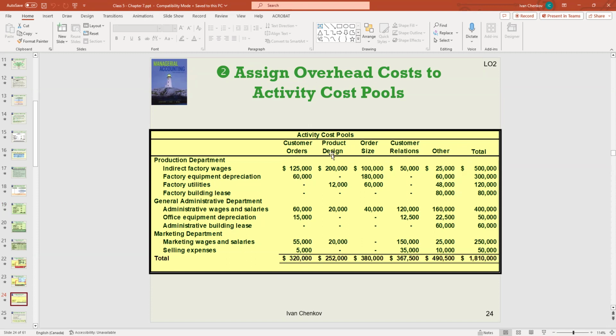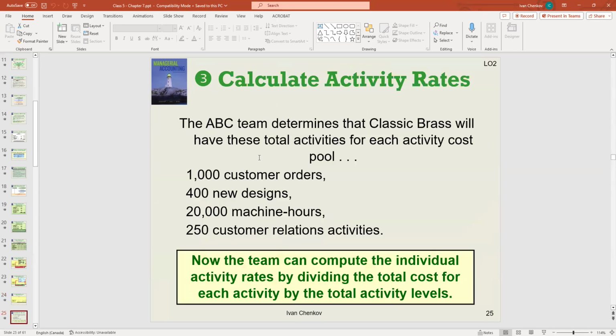Product design cost me $252,000. Order size cost me $380,000. Customer relationship $367,500, and other costs $495,500. Total is $1,810,000. So since I have the activity, since I have the total cost for that activity, what do I have to find out? I have to find the usage of that activity.